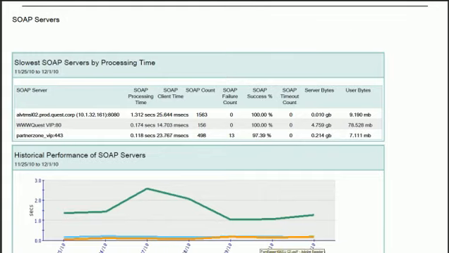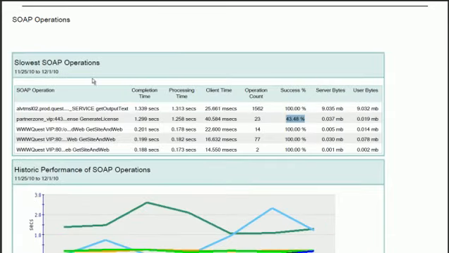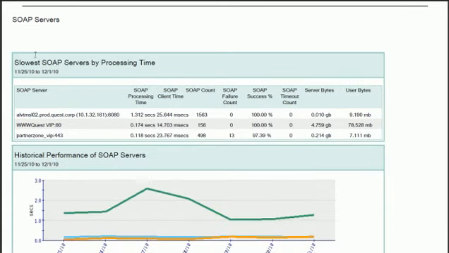So just to recap, report 1 will be an application performance and volume report for a specific application with respect to end users. And then we have 2 SOAP reports, which is generally going to be another requesting application. So we can monitor from the SOAP operations perspective, the SOAP servers perspective, or also from the SOAP consumer perspective, which I haven't shown here, but it's another optional report. So these are the 3 default reports for the app support people.